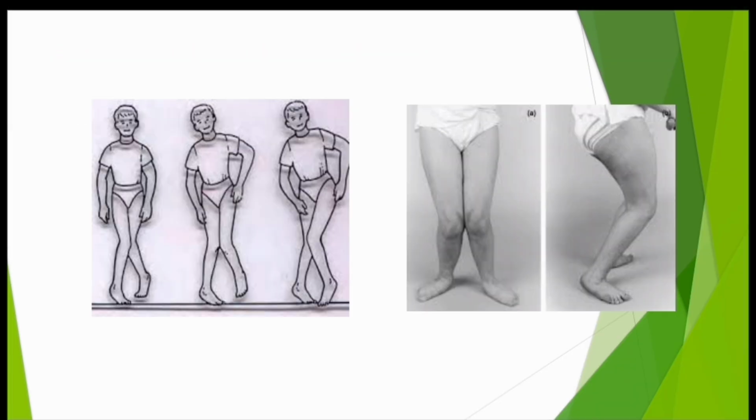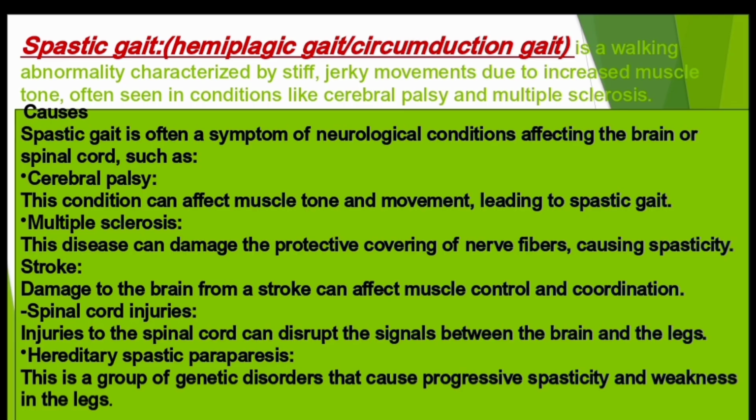You can see in the picture how the person is standing, and in the other picture the person is going to walk, but it looks like scissors opening and closing, so it's named scissor gait. So next one is spastic gait or hemiplegic gait or circumduction gait. The popular name is circumduction gait, so remember that word.